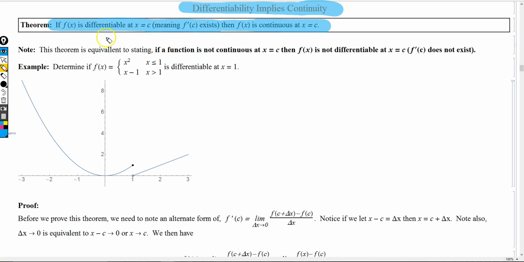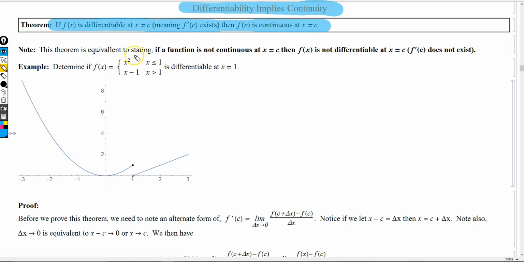Now this makes sense because if a function is differentiable at x equaling c, then near the point c, f of c behaves very much like a straight line. And a straight line is continuous, right? Another way to say it is that if a function is differentiable, then it has a certain degree of smoothness to it. So if it's smooth, then it certainly has to be continuous.